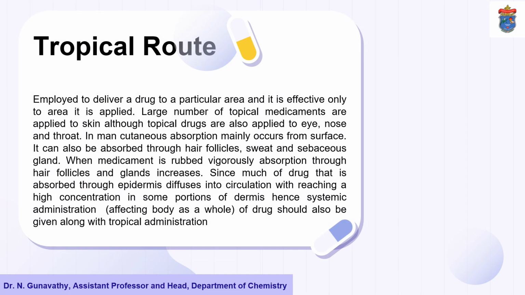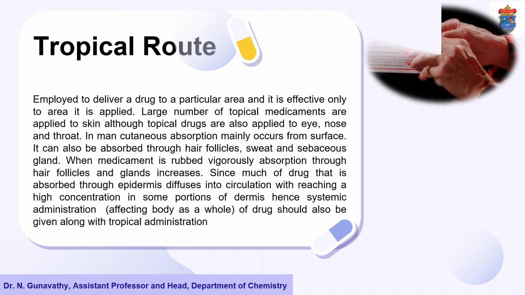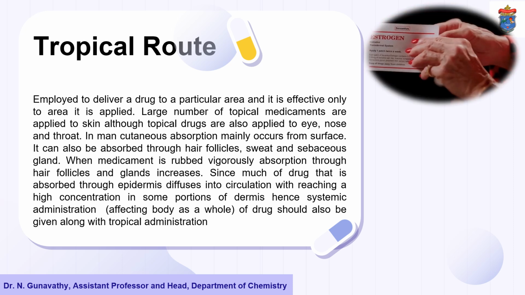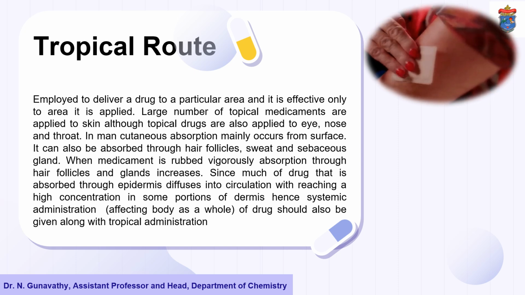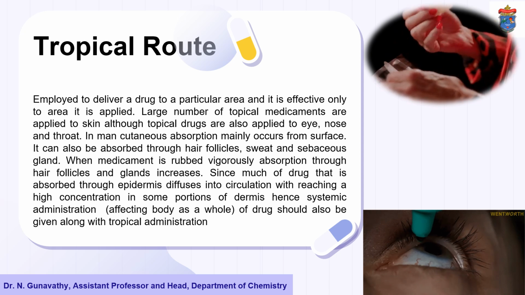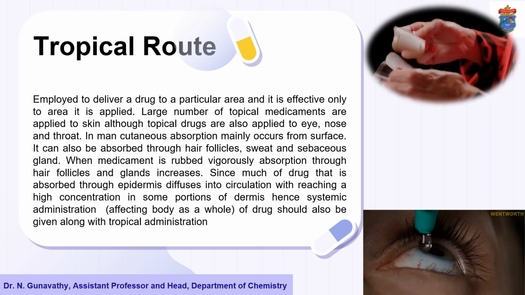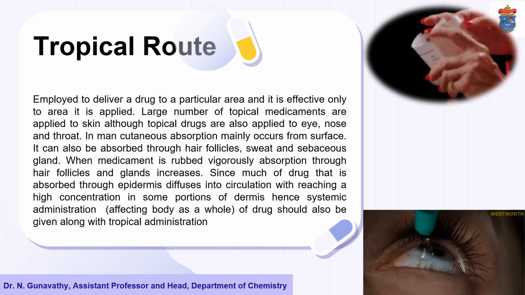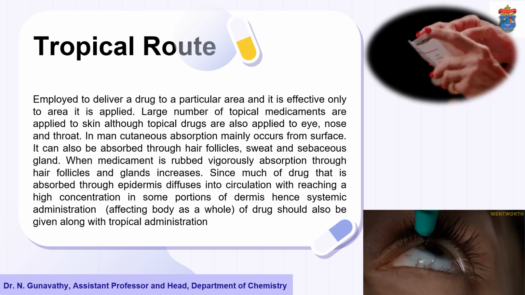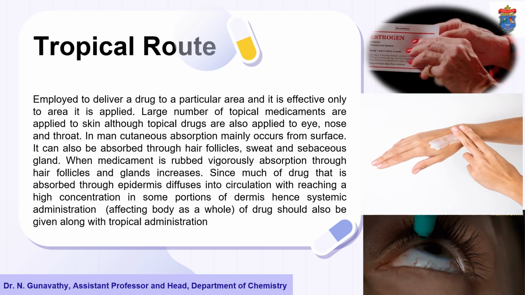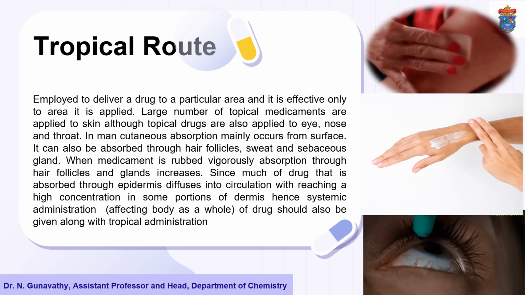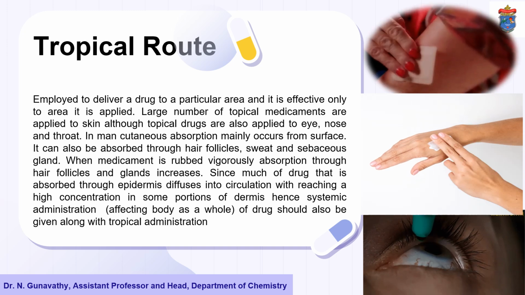Topical route. This method is employed to deliver a drug to a particular area, and it is effective only to the areas it is applied. A large number of topical medicaments are applied to the skin, though topical drugs are also applied to eyes, nose and throat. In man, cutaneous absorption mainly occurs from the surface. It can also be absorbed through hair follicles, sweat and sebaceous glands. When the medicament is rubbed vigorously, absorption through hair follicles and glands increases.